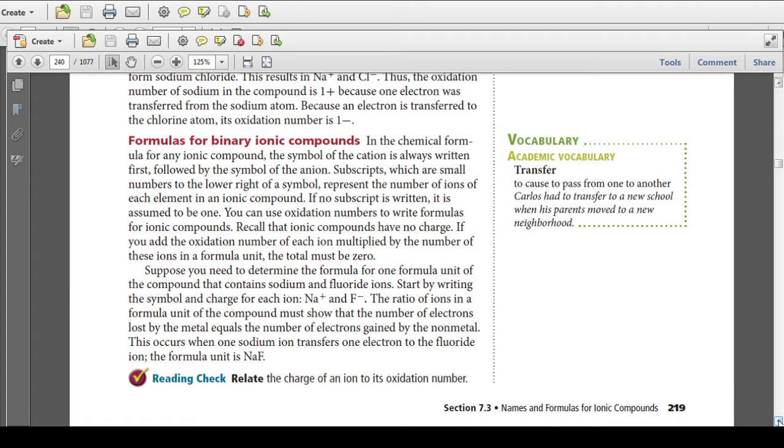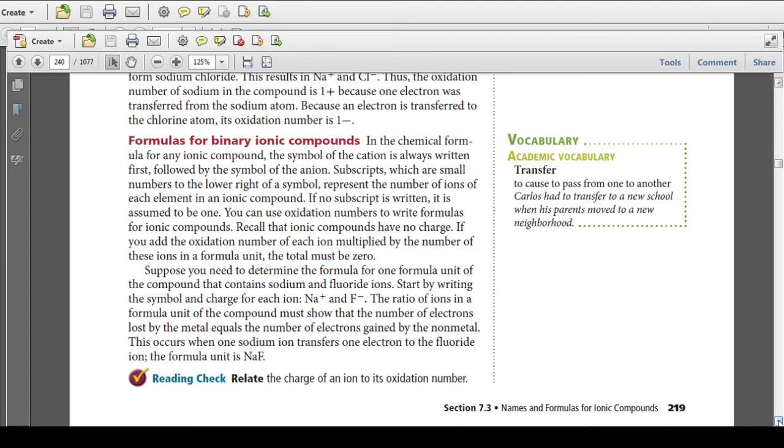In the chemical formula for any ionic compound, the symbol of the cation is always written first, followed by the symbol of the anion. It's always cation, anion. Subscripts, which are small numbers to the lower right of a symbol, represent the number of ions of each element in an ionic compound. If no subscript is written, it is assumed to be 1. We don't write 1.